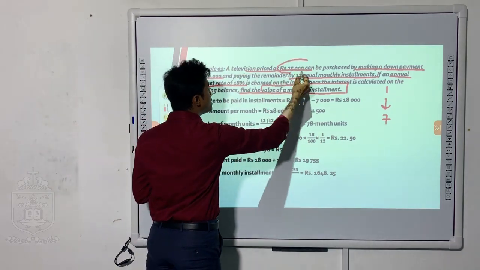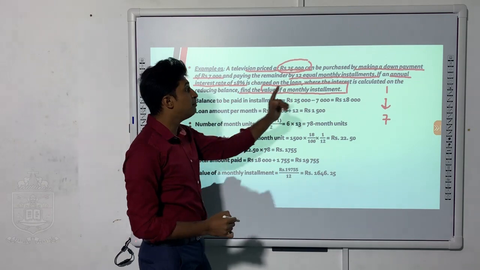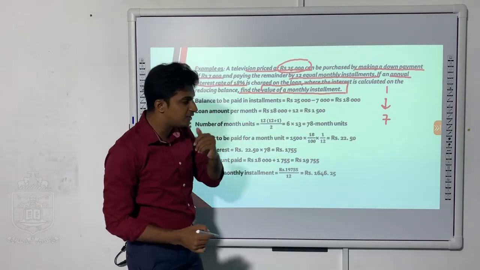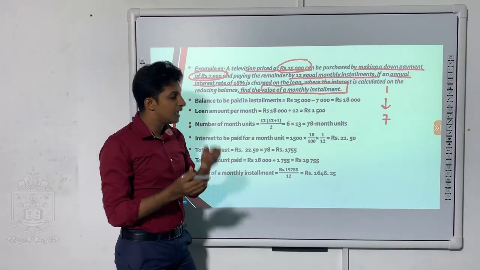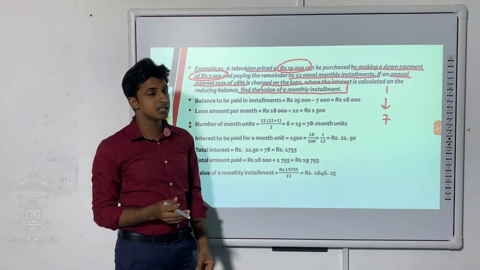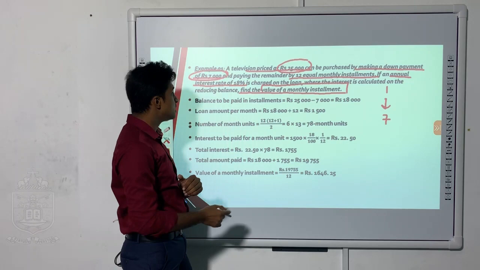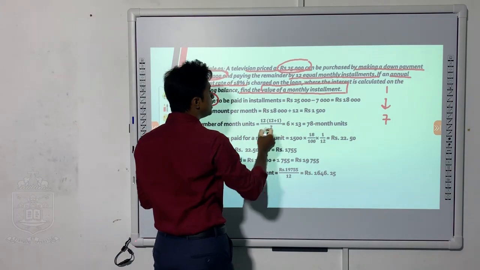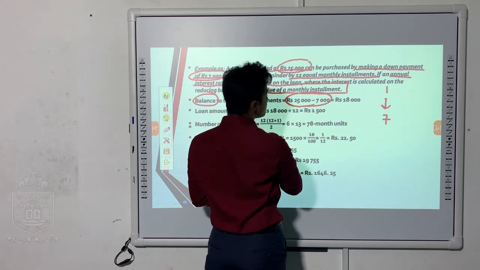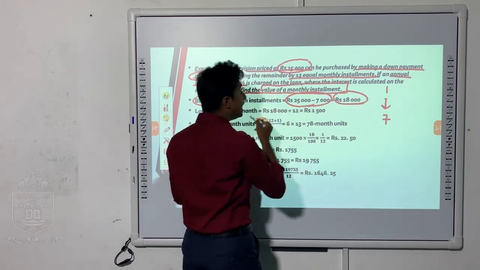The price of the television is 25,000. I am making a down payment, that is, I'm going to give the person rupees 7,000 at the outright purchase. So see, the balance to be paid in installments is going to be 25,000 minus 7,000. That is going to be rupees 18,000.